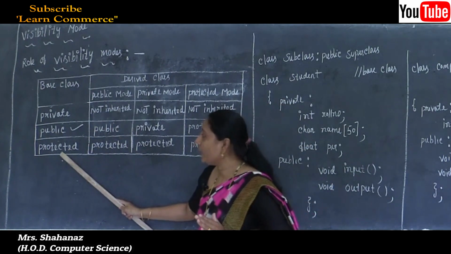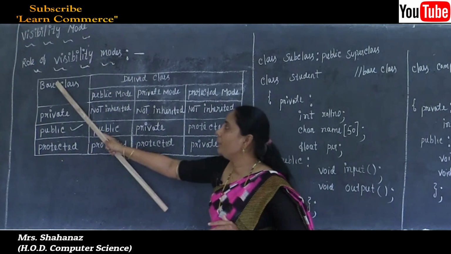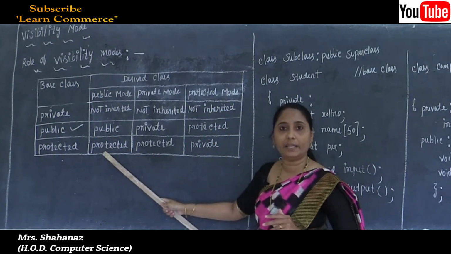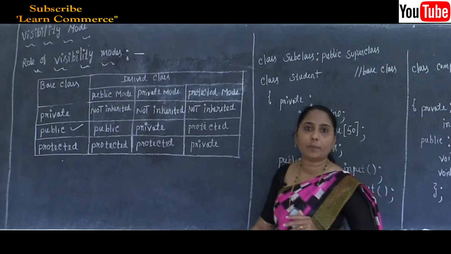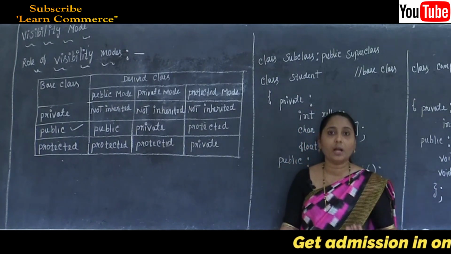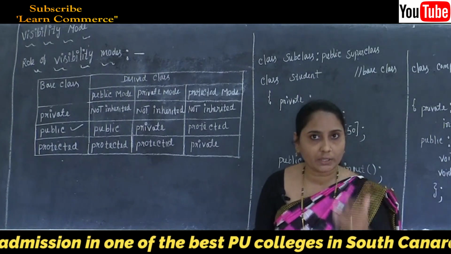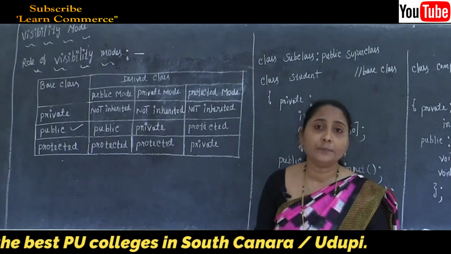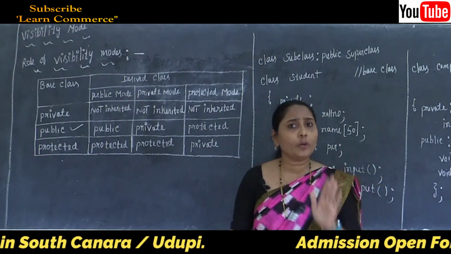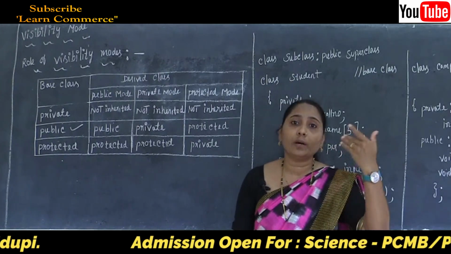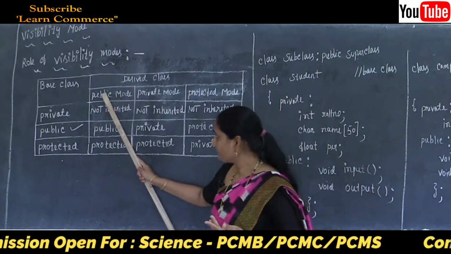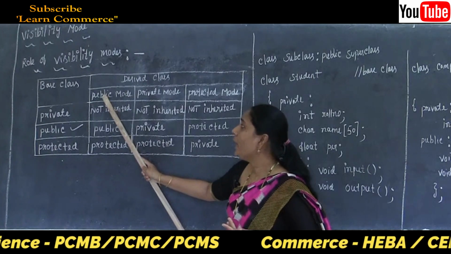And the third thing, the protected members of the base class stay protected in the derived class. That means, like private, the protected members of the base class, what members are in the protected side of the base class, are not possible to shift to the public side of the derived class.